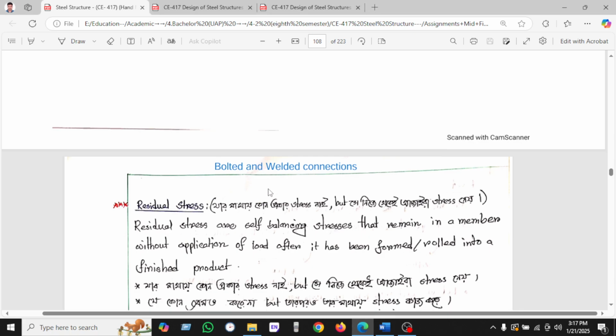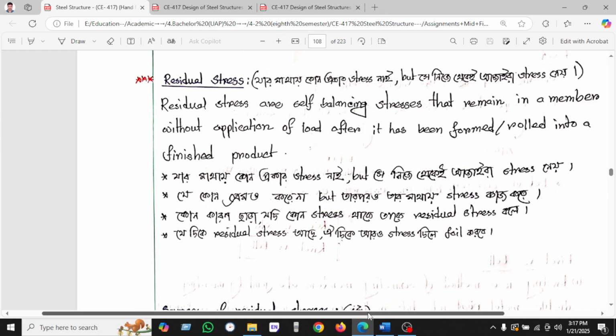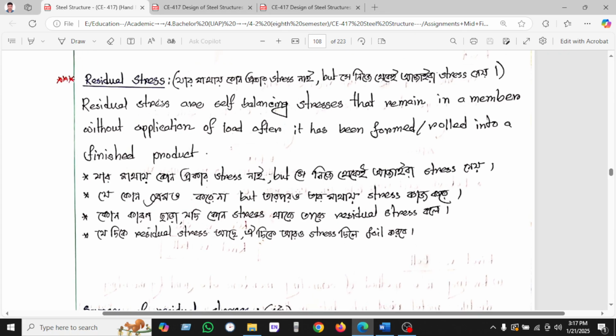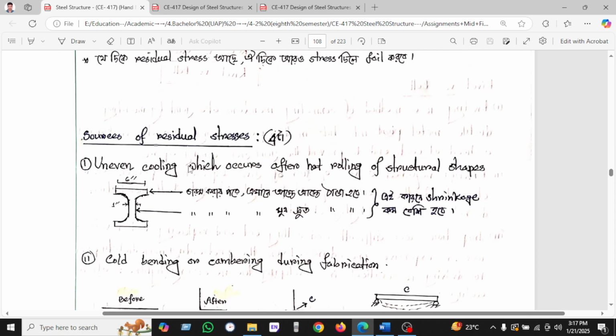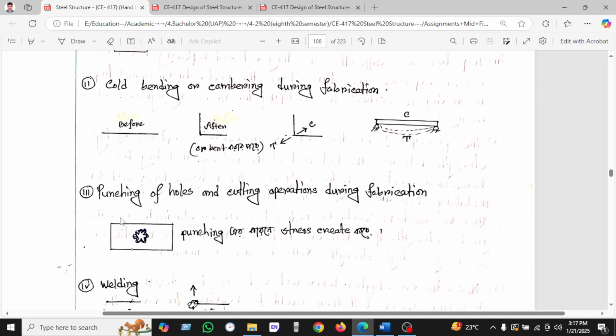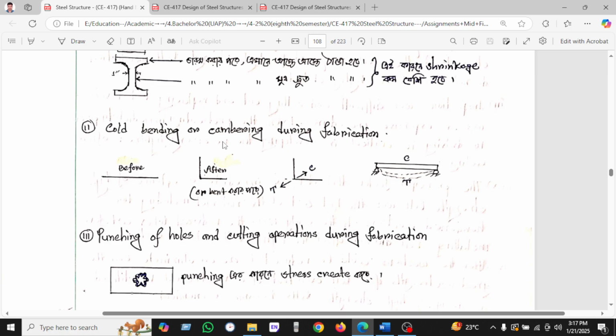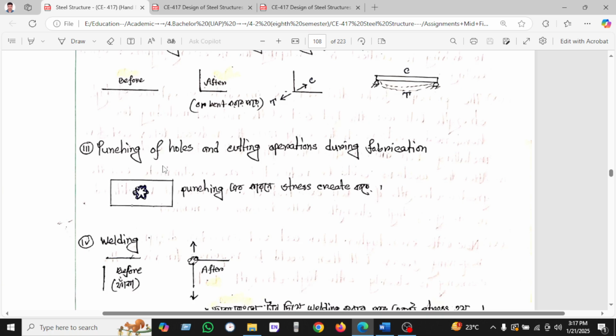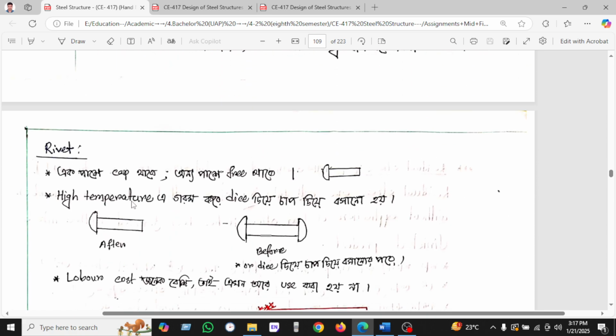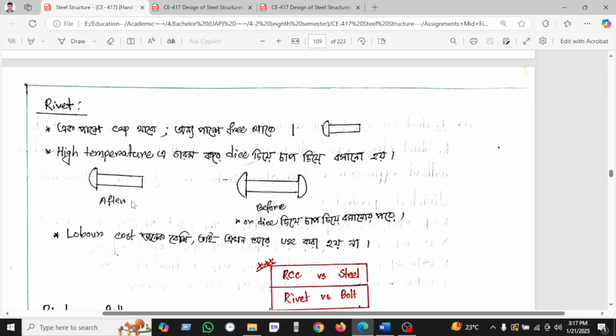So let's see. Here's some basic theory. What is residual stress? Residual stresses are self-balancing stresses that remain in a member without application of load, and it has been formed or rolled. We can see here there are four sources of residual stress. One is uneven cooling which occurs after the hot rolling of structure. Another is cold bending or cambering during fabrication, and another is punching holes and cutting operations during fabrication, and welding.